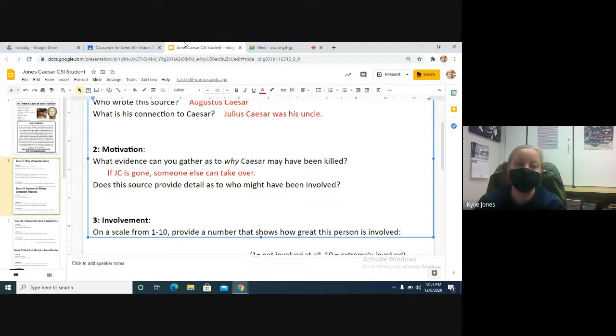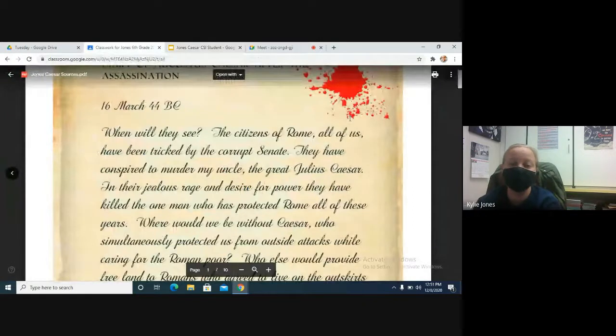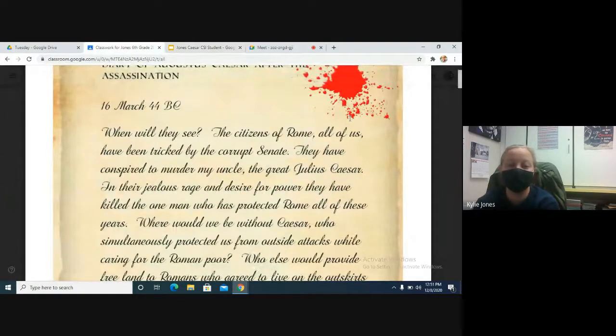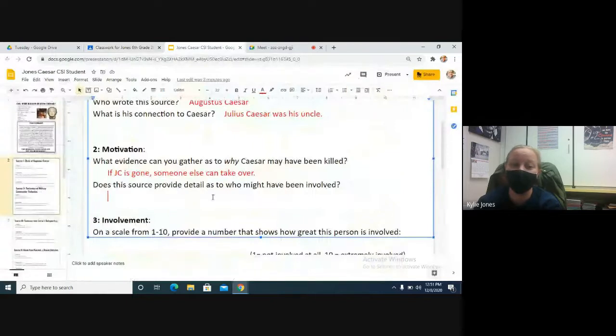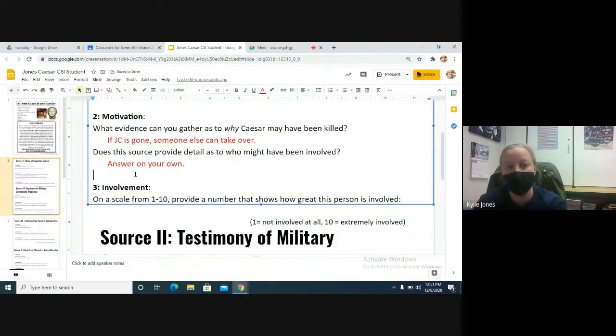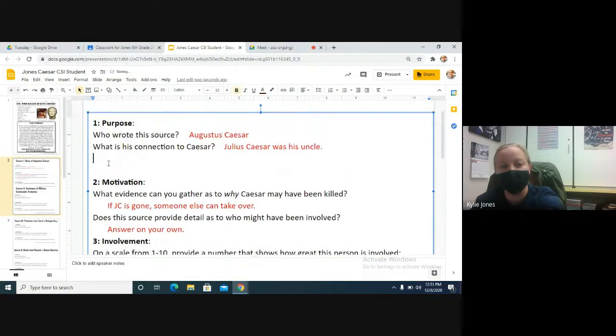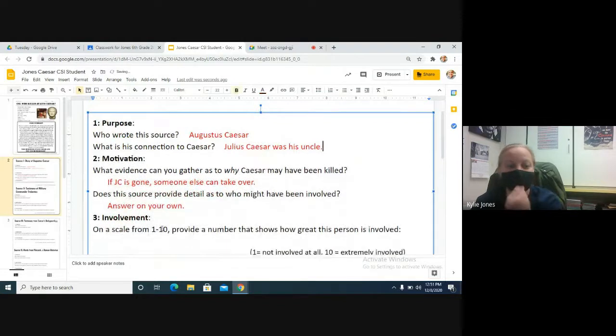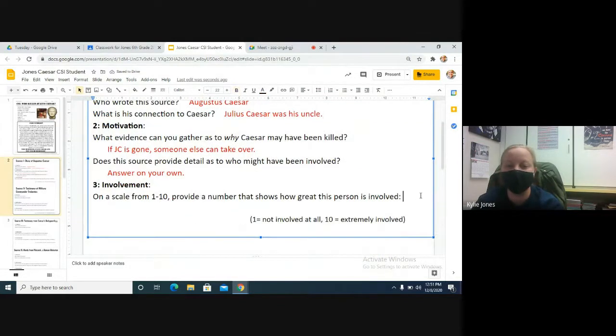The very, very top, the first two sentences. The citizens of Rome, all of us, have been tricked by the corrupt Senate. They have conspired to murder my uncle. The corrupt Senate. We can't highlight, huh? No, you cannot copy and paste. You need to type. I was just asking if we could highlight it, but we can't. No. After you have done that one, you need to answer the next question.